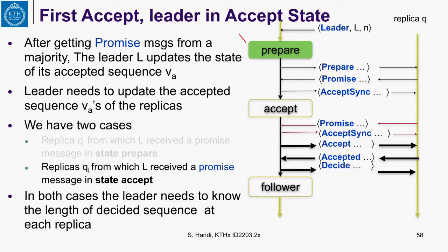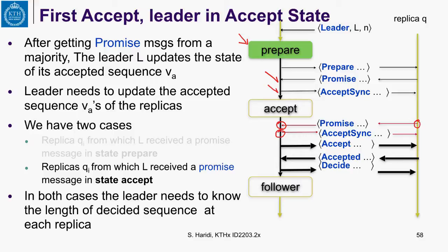The acceptor was in the prepare phase. It got a promise from a majority of replicas, and it sent accept sync to synchronize its state with the state of the replicas that have sent a promise. But what can happen is that we can get a late promise. It's a promise from a replica that arrived after the leader moved to the accept phase after getting a majority, and now we have to handle this accept sync.